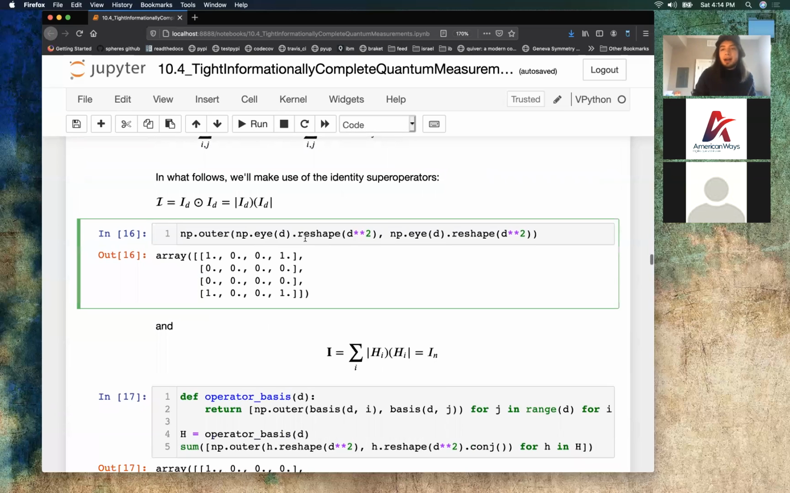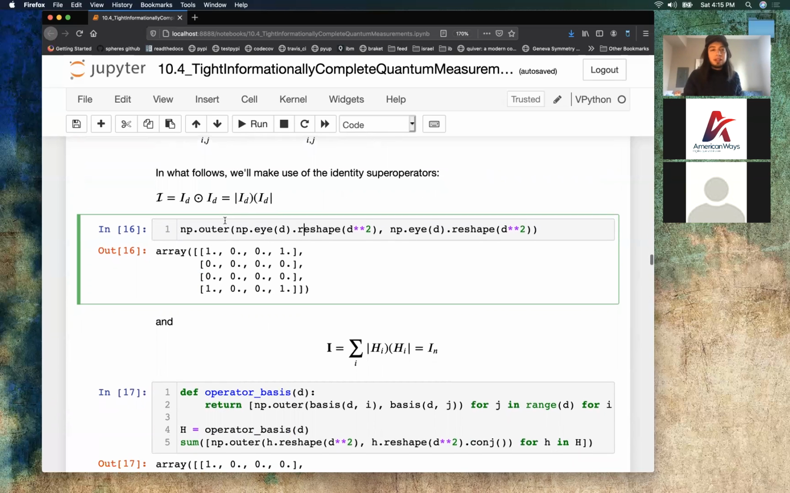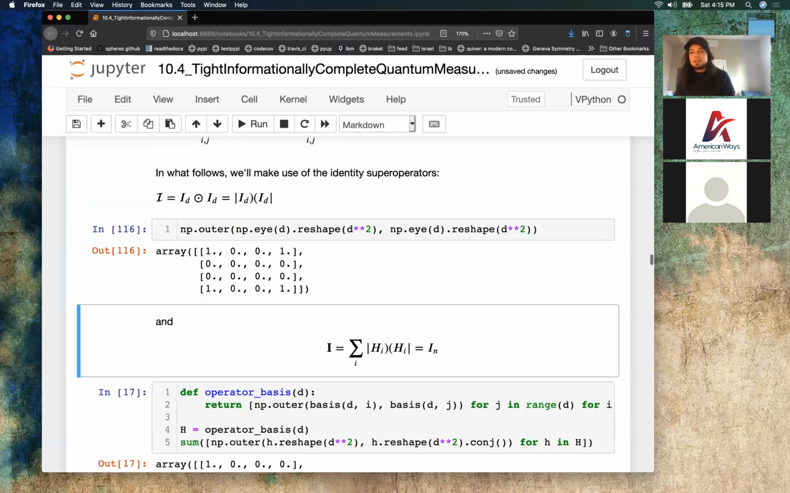So for example, this will come up, we'll think about the identity super operator. We can think about this as either identity on the left, identity on the right, where we stick some matrix in the middle, kind of trivial. Or as, take the identity operator, unwind it into a vector, take the outer product with itself, and we get this. So this is the left-right version of it.